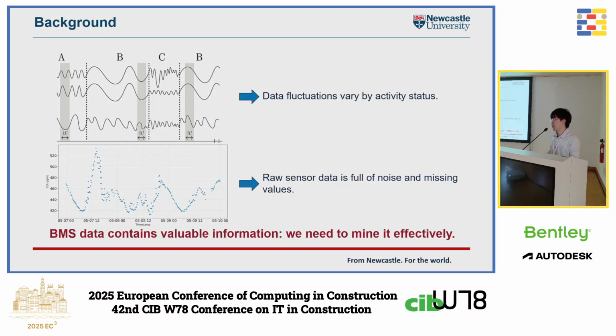So back to the BMS data. If we compare with the activity data, we can easily find similar fluctuations in the BMS data. That means there is some information hiding in the BMS data, and what we do is mine it out. But there is also a problem: the raw sensor data is full of noise and missing values, so we need to figure that out.